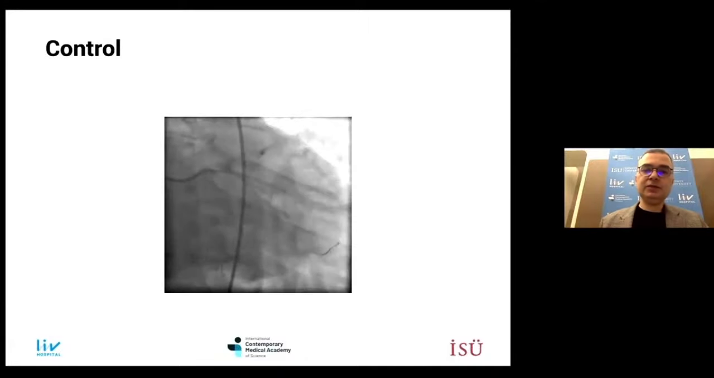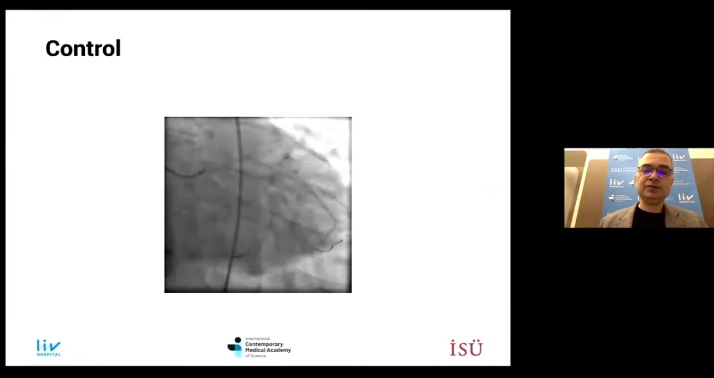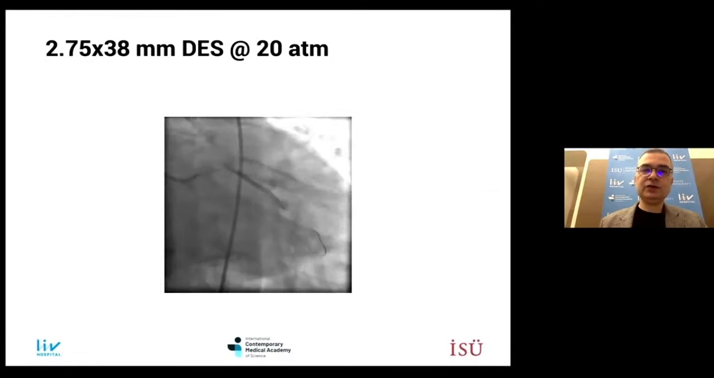After this pre-dilation, you will see the result, the control image. After that, we chose a long drug-eluting stent, a 2.75 by 38 millimeter drug-eluting stent, which was implanted to the obtuse marginal at 20 atmospheres. And I want to draw your attention to the two guide wires. There's always a second guide wire in the main vessel, because in case you have a problem in the main vessel, this guide wire will guide you and help you to solve the main vessel problem.